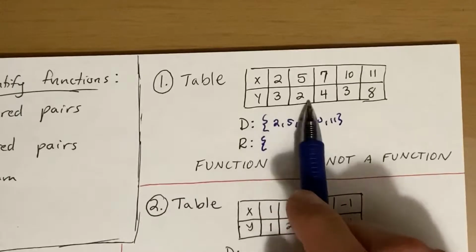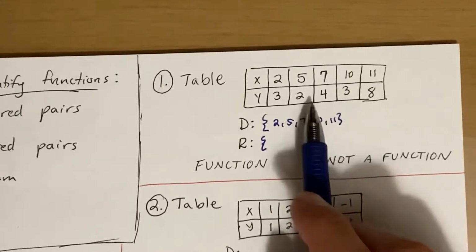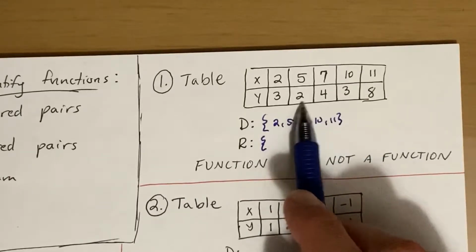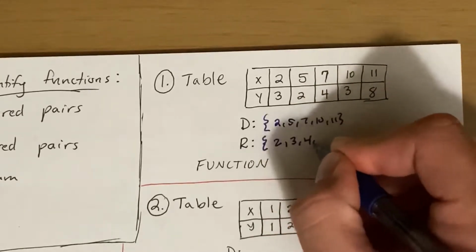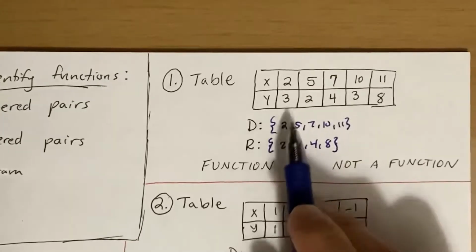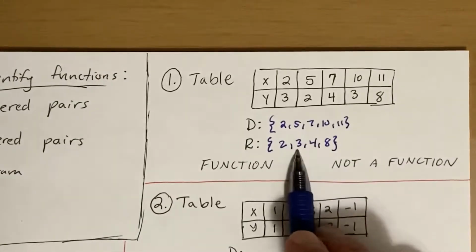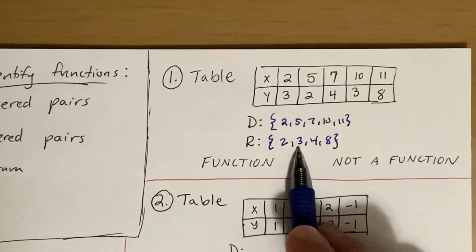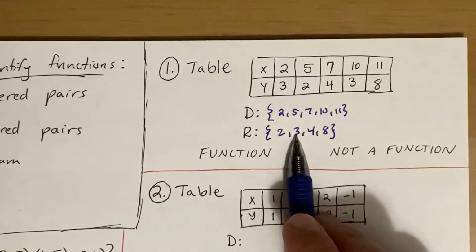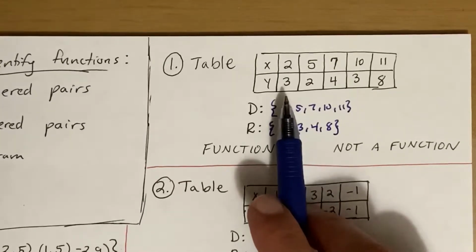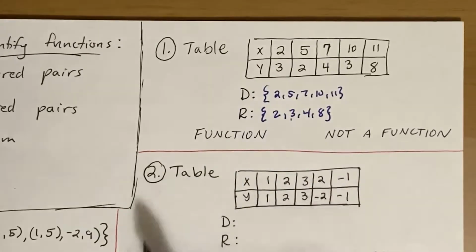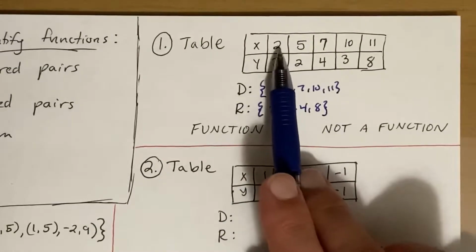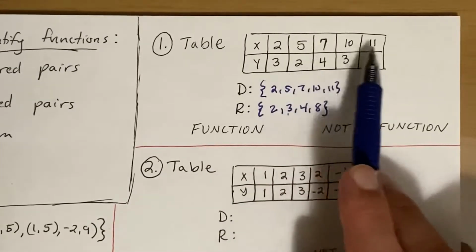And then I write my range. Well, I look here, I have 3, 2, 4, 3, 8. So I need to look and say 2, 3, 4, 8. Notice there were 2 3s here, but I only wrote 1 3 in my range. I don't have to rewrite that value. I just write it one time. Okay, so now I'm going to look and see if it satisfies some of my rules. Well, to be a function, I can't have any repeating x values. So I need to look and see if any of my x values repeat, and they don't.